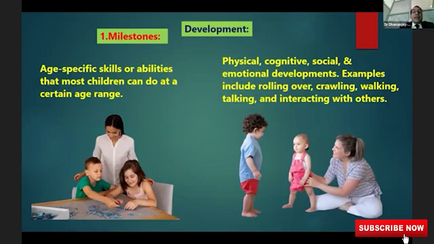First is the milestones. Milestones are the age-specific skills or abilities that most children can do at a certain age, like physical, cognitive, social, and emotional development. At which age your child should have these abilities will decide whether your child is growing and developing properly or not. It may be crawling, walking, talking, or interacting with others. At which age your child started walking and speaking is very important for the milestone.